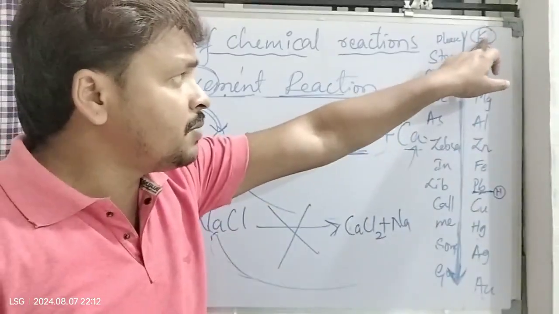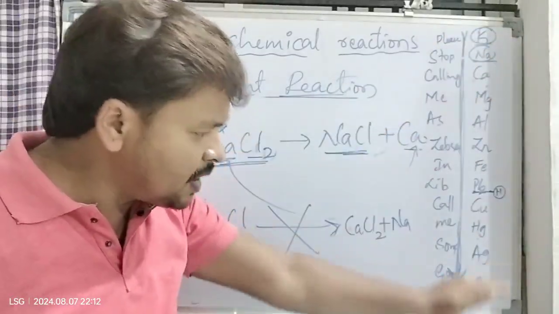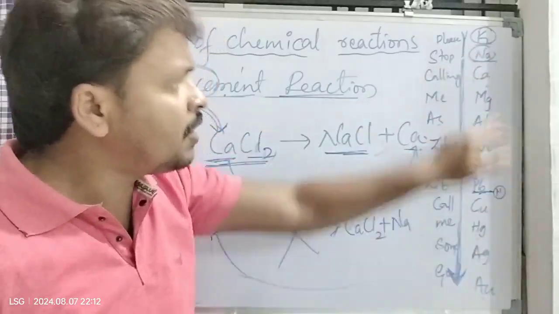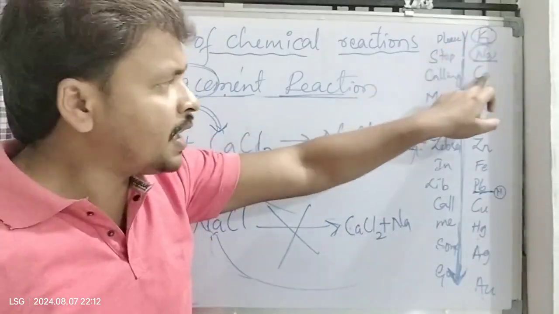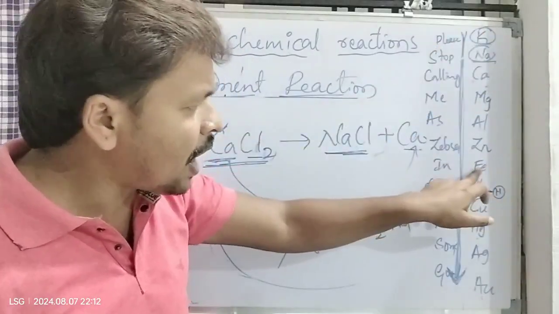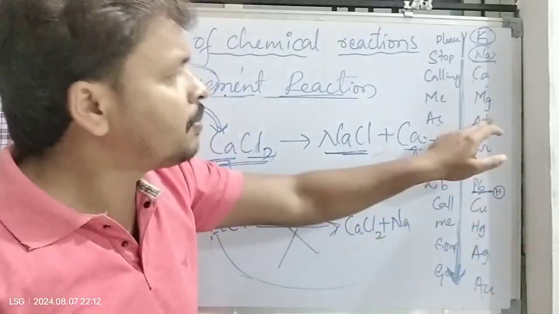Here see, potassium is the most reactive, it can displace all of these. Sodium can displace all of these, but not potassium. Calcium can displace all of these, but not sodium and potassium. Iron can displace these, but not those above it.